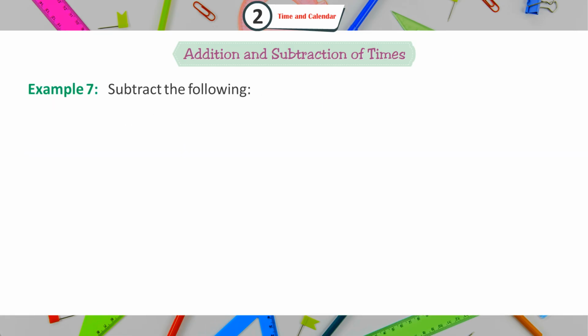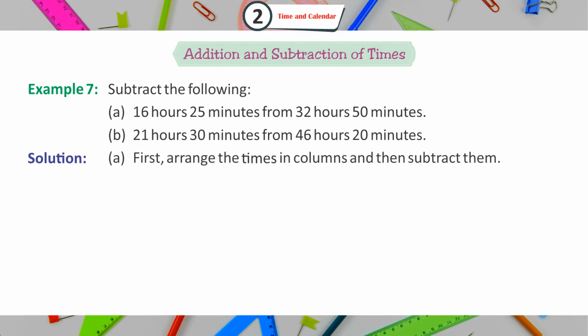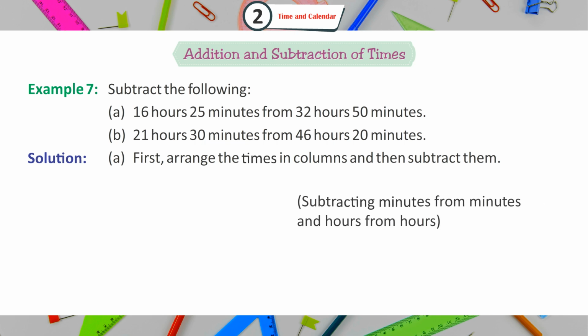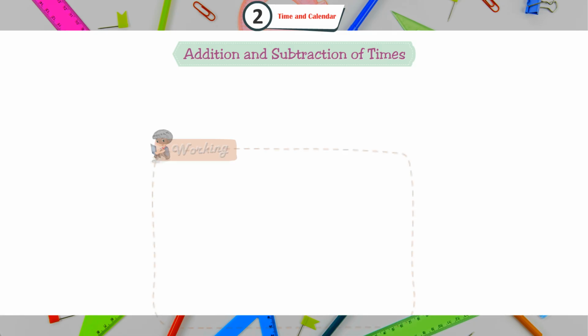Example 7. Subtract the following. A. 16 hours 25 minutes from 32 hours 50 minutes. B. 21 hours 30 minutes from 46 hours 20 minutes. Solution: A. First arrange the times in columns and then subtract them, subtracting minutes from minutes and hours from hours. 32 hours 50 minutes minus 16 hours 25 minutes is equal to 16 hours 25 minutes. Hence, the difference is 16 hours 25 minutes.